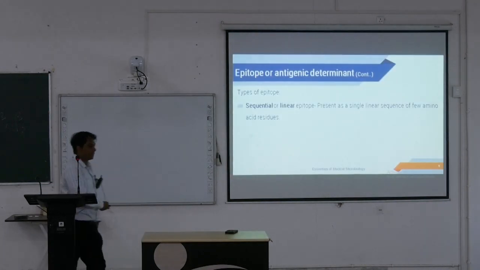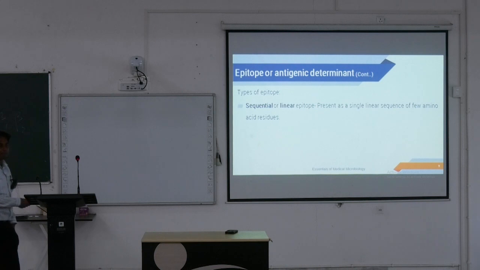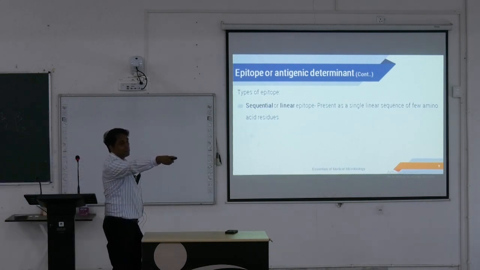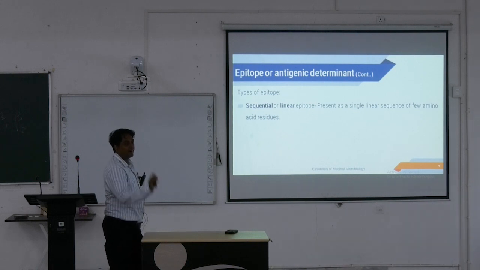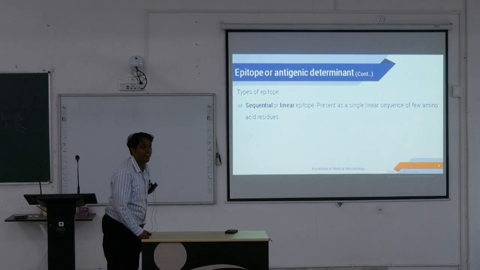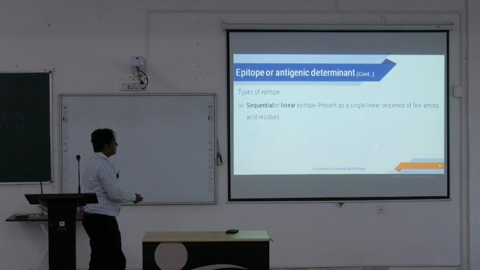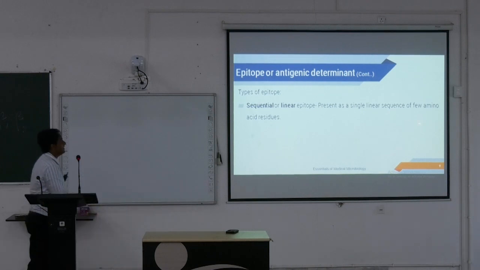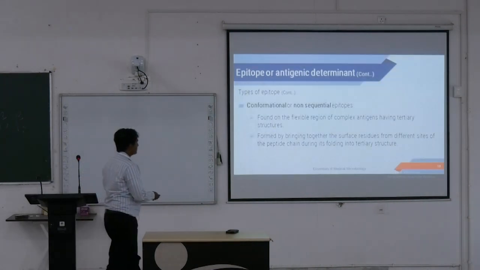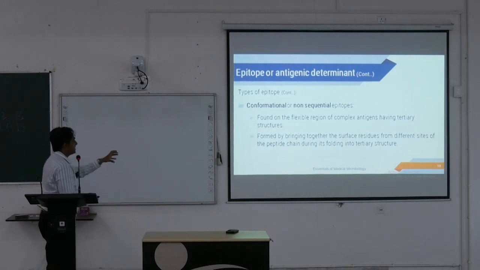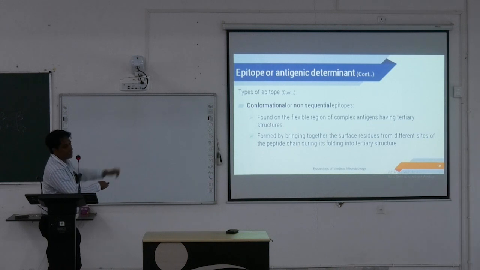Types of epitope: sequential or linear epitope, which is present as a single linear sequence of amino acid residues, and conformational non-sequential epitope, which is a flexible region that folds into a 3 dimensional tertiary structure.